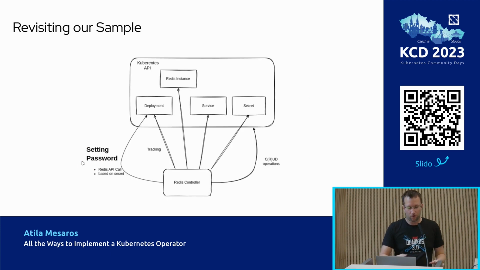So just to give you a notion again about the complexity, how hard it is to implement, for example, this Redis that will manage these three resources, a deployment, a service for the deployment, and the secret, which will contain a password for Redis, and setting up this and reconciling. I will show you an example in Java quickly.